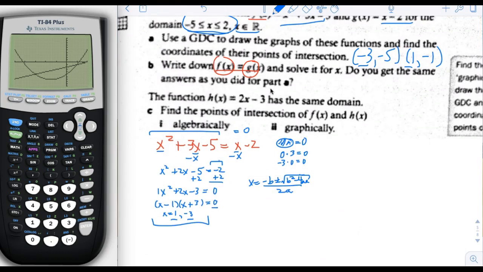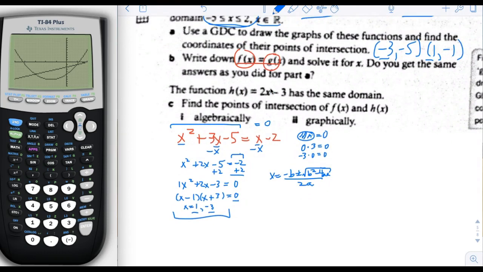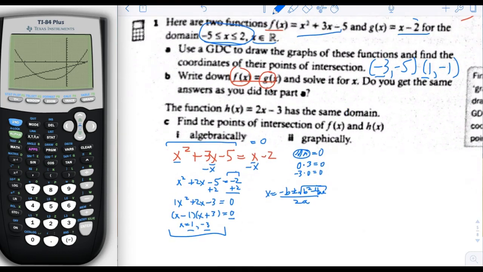Okay, now if we wanted to find the y values that correspond to that, we would put 1 and negative 3 back into this equation or this equation, either one, okay? Of course, this equation is much easier, right? So if I put 1 into that equation, it would give me 1 minus 2, which is negative 1. If I put negative 3 in that equation, negative 3 minus 2 is negative 5. But if you put it into the quadratic equation here, it would give you the exact same result because those 2 points are common to both functions, right?